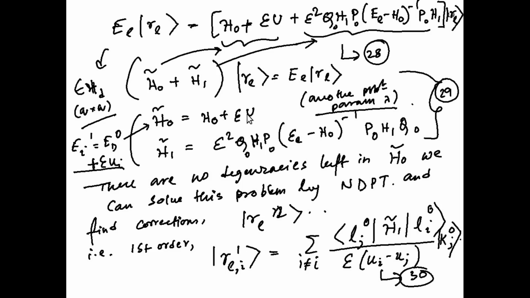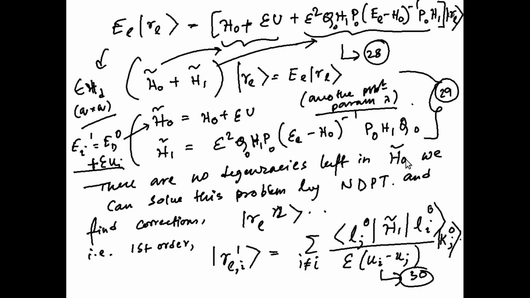Now, notice I cannot say that the small parameter here is epsilon, because the epsilon is already inside the H naught curly part. So, let us say I have a small parameter which is lambda, which I set to be 1 at the end, just the way we did before. It is another separate small parameter.